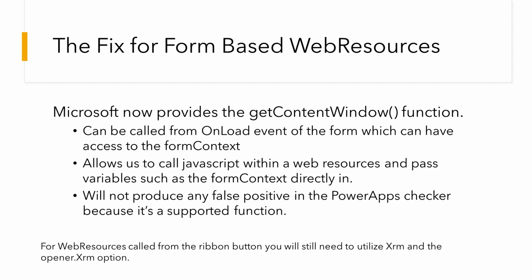The other good thing about using this, as opposed to just trying to use parent.xrm.page, is that as we start to move away from being able to use Xrm.Page, the PowerApps checker is going to get more and more stringent on what it sees as a warning or an error. So this will not cause any false positives or errors in the PowerApps checker. Just so you know, for web resources that are maybe called from the ribbon button, you will still need to utilize the Xrm.Page namespace through opener.xrm.page. So how do we get all this running? Let's take a look.